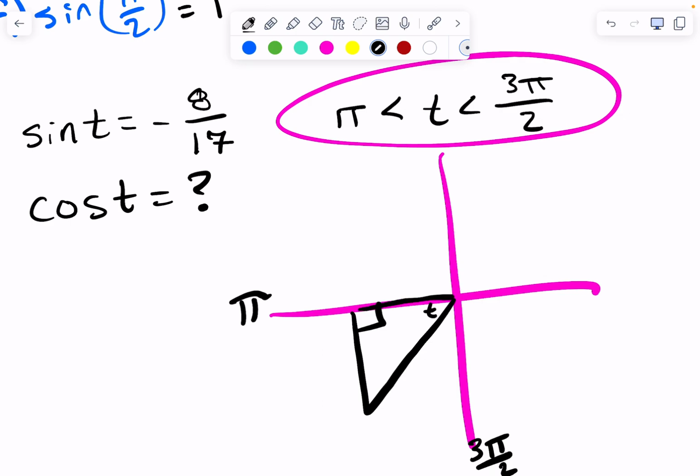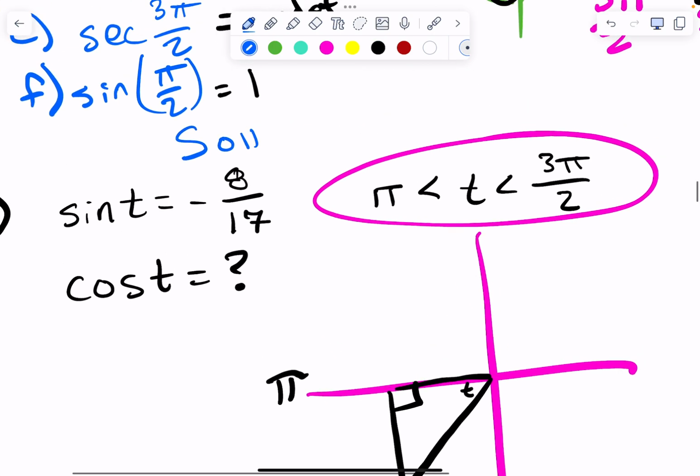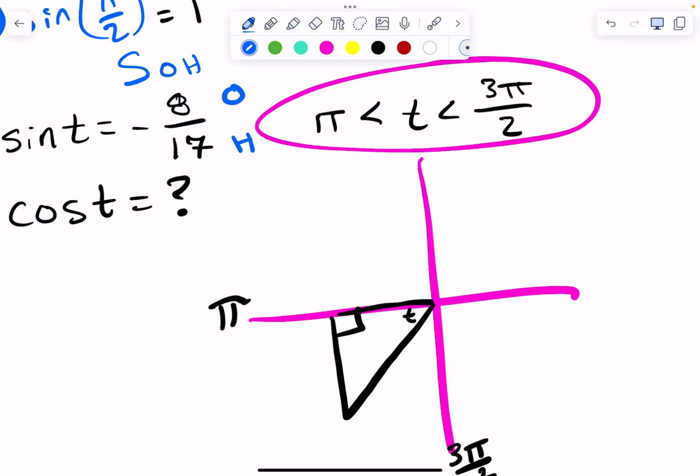Now we know that sine is negative 8 over 17. SOHCAHTOA: sine is what over what? SOH. So O is 8, H is 17. How do I label this with the 8 and the 17? Negative 8 is this side? How do I know the 17 is not negative? No.